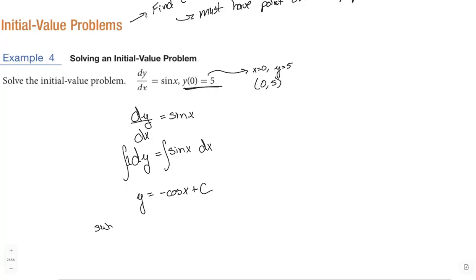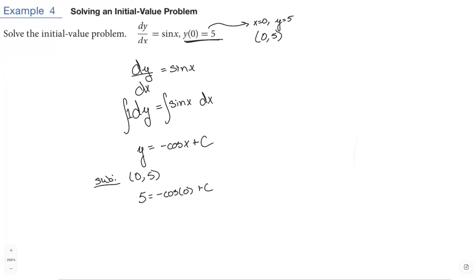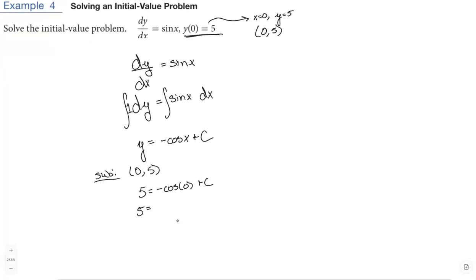So now let's substitute in our point. We have the point 0, 5. My y value is 5. X is 0. So we have 5 equals negative cosine of 0, which is going to be a negative of 1 plus c. So 6 is equal to c. So my solution is going to be negative cosine of x plus 6.